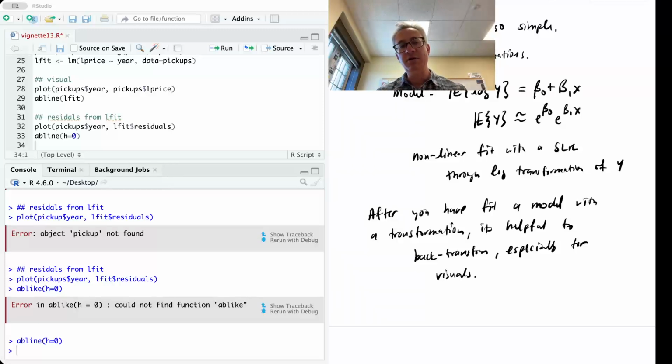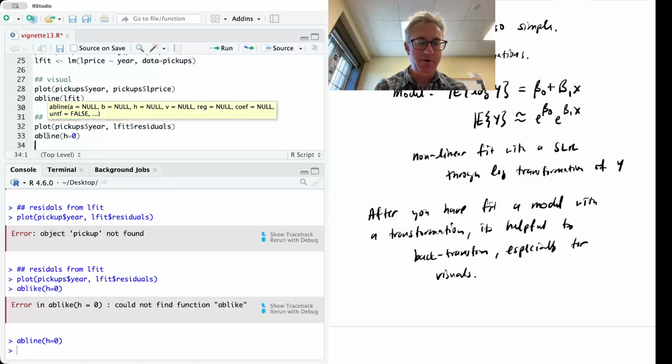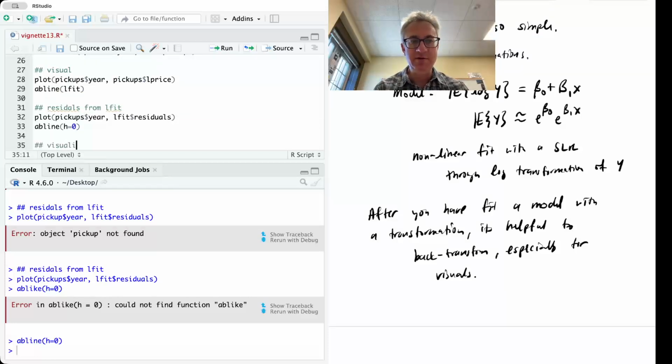Just imagine yourself in the shoes of your client. They gave you some data, and you start talking to them about linear relationships on logs of that data. They're not going to be able to understand that. People aren't good at thinking about what's going on in log space. So it's really helpful to back transform. Let me show you what I mean by that. So visualize back on the original data scale.